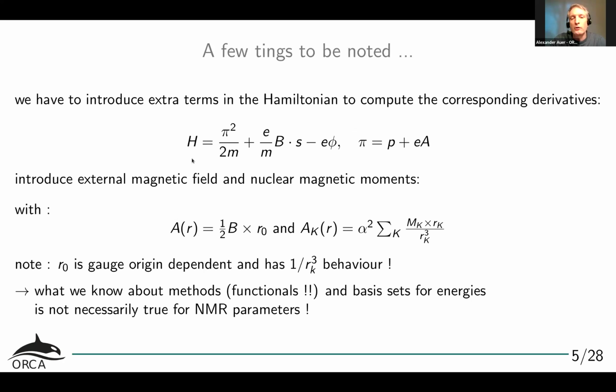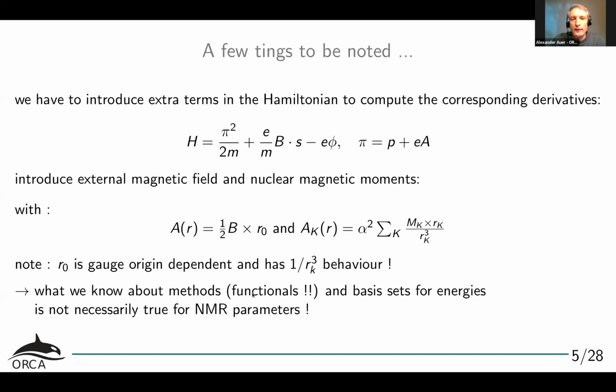If you include a magnetic field in the Hamiltonian to compute the chemical shifts, you have this vector potential. And on the one hand, this carries the so-called gauge origin, which is just a mathematical description of the field. And you have terms with high powers of 1 over r. And this means, on the one hand, in finite basis sets, I will not go into details here, the results are gauge origin dependent. You can call it a mathematical artifact of how you formulate the theory, and it has a dependence on high powers of 1 over r.